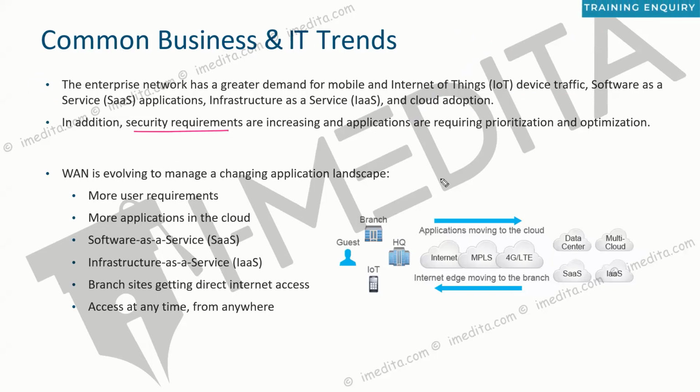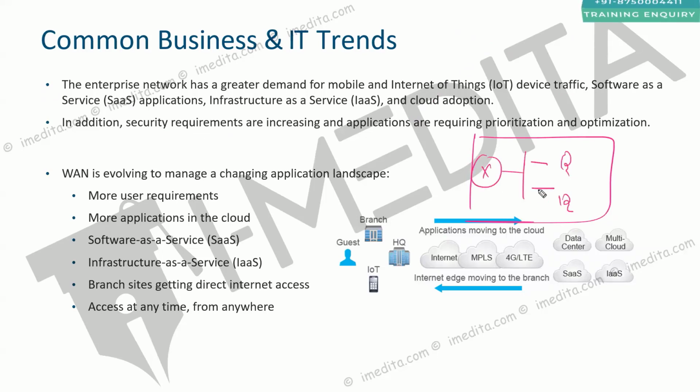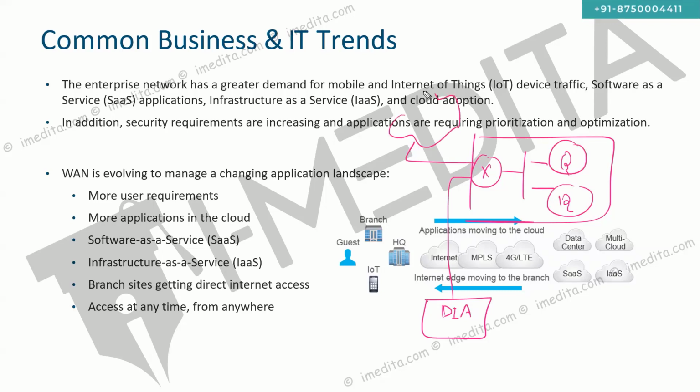Also, the security requirement. Here we have a small branch with a few users, and on this branch we have used something called DIA. DIA stands for Direct Internet Access. What we have done is that the users in this branch can access the internet services directly, without going to the data center and all that.